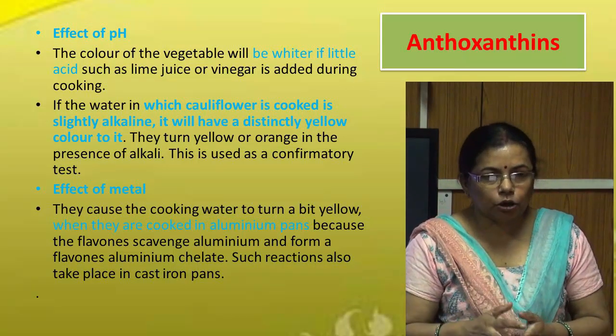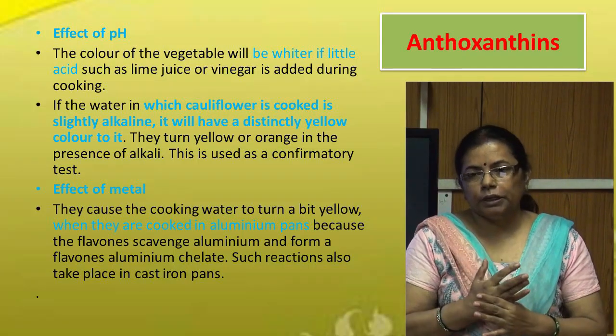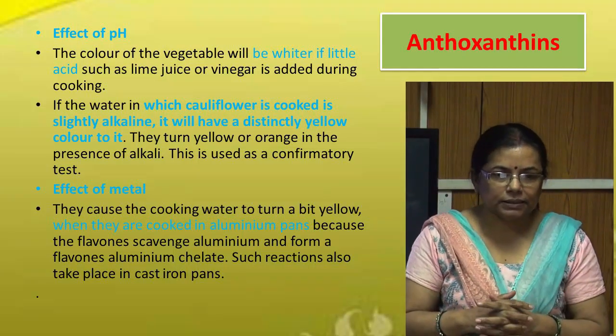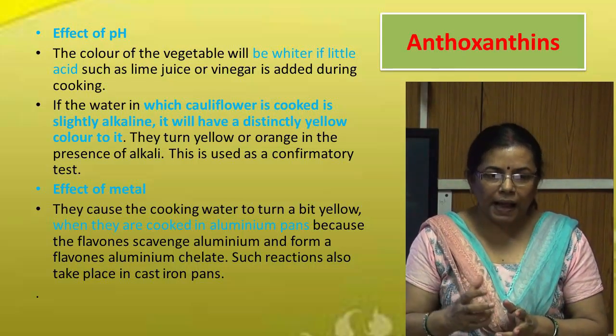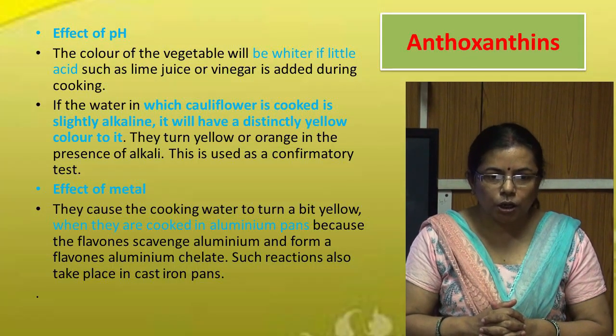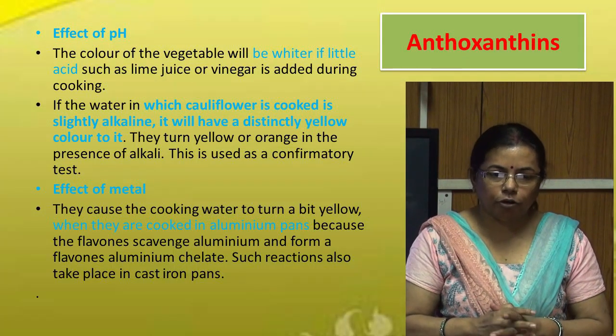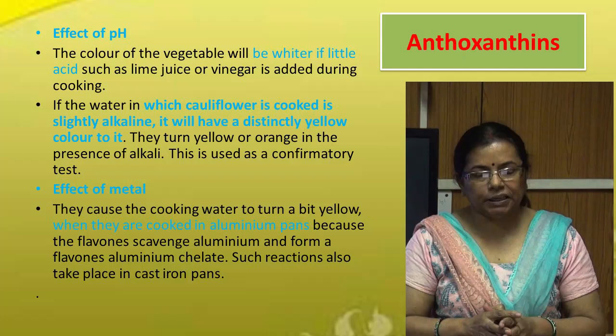Now, what is the effect of metals? When vegetables containing anthoxanthins are cooked in an aluminum pan, they cause the cooking water to turn a bit yellow because the flavones scavenge aluminum and form a flavone-aluminum chelate.